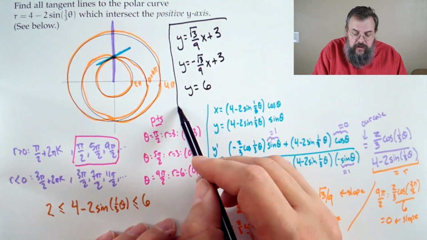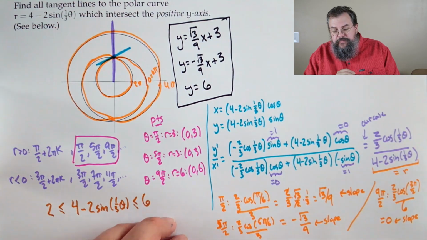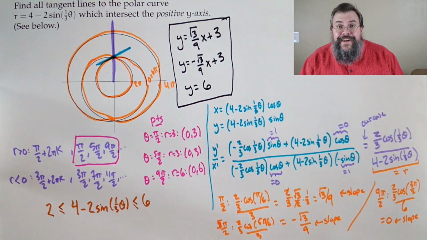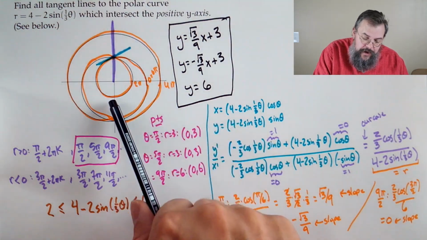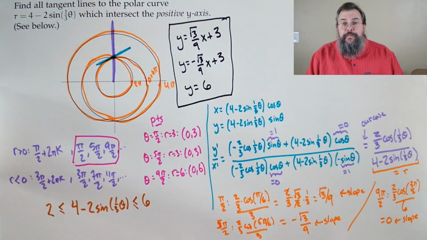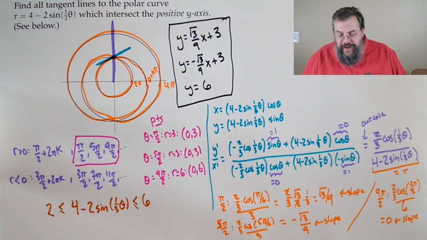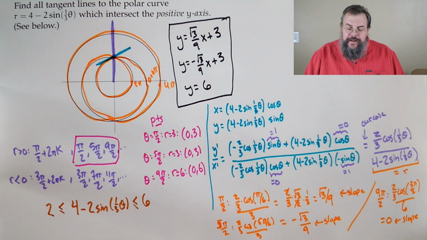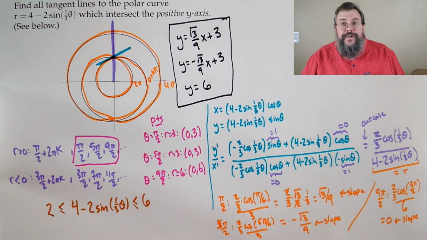And that's it. Those are all our tangent lines to our curve, which hit the positive y-axis. And we're done. Wow. Okay, that took a bit, but it's nice to get an answer.